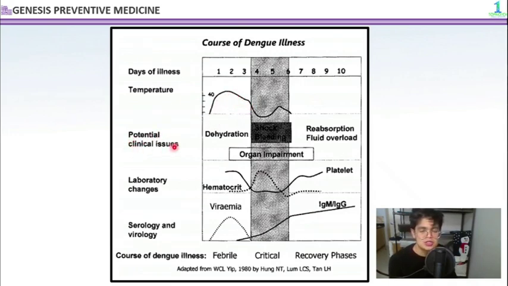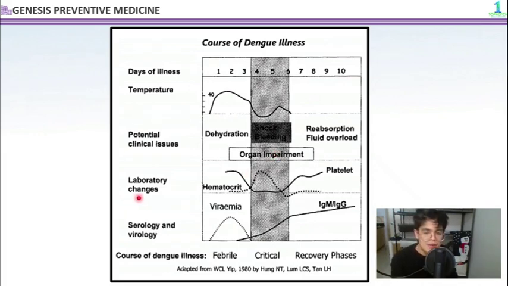Potential clinical issues, the major complications as I've outlined earlier: dehydration and febrile seizures fall under the febrile phase; shock and bleeding for the critical phase; reabsorption and fluid overload in the recovery phase, probably due to a combination of reabsorption of leaked fluids plus fluid therapy. Organ impairment occurs mostly in the critical phase because of increased capillary permeability, because of increased leak of the fluids. There is decreased perfusion to the end organs.